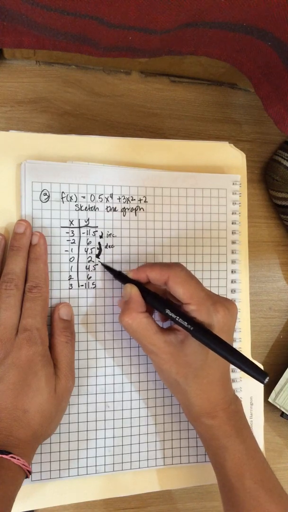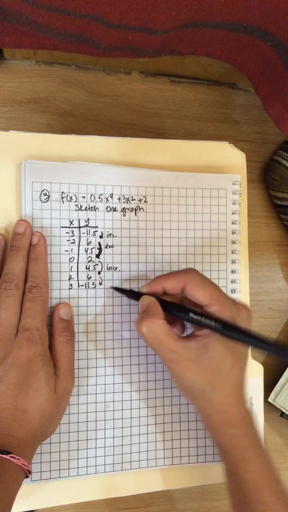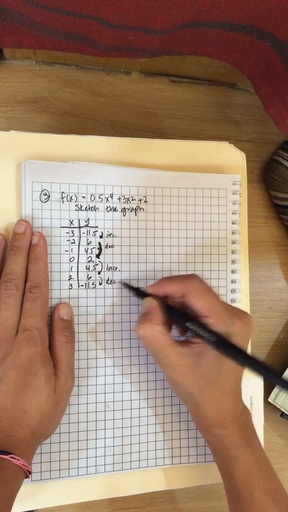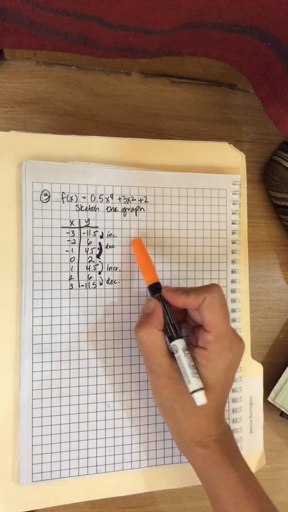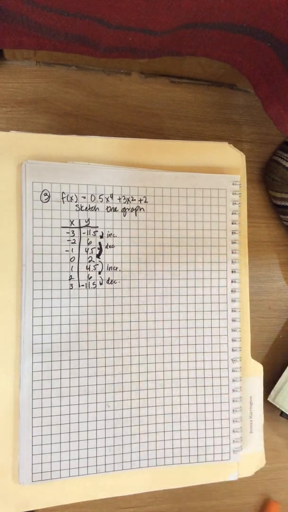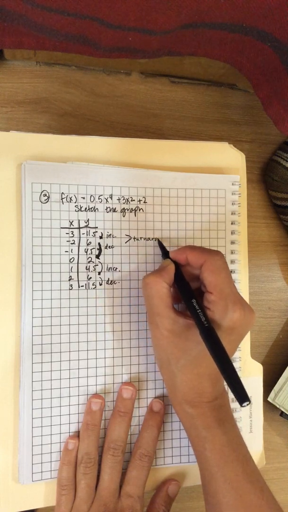And then again, from 2 to 6, it's increasing again because it's going up. And then the last part from 6 to negative 11.5, it's decreasing. So the reason we're writing this is because if it's changing from increasing to decreasing, there has to be a turnaround point, right? So that's something to think about.